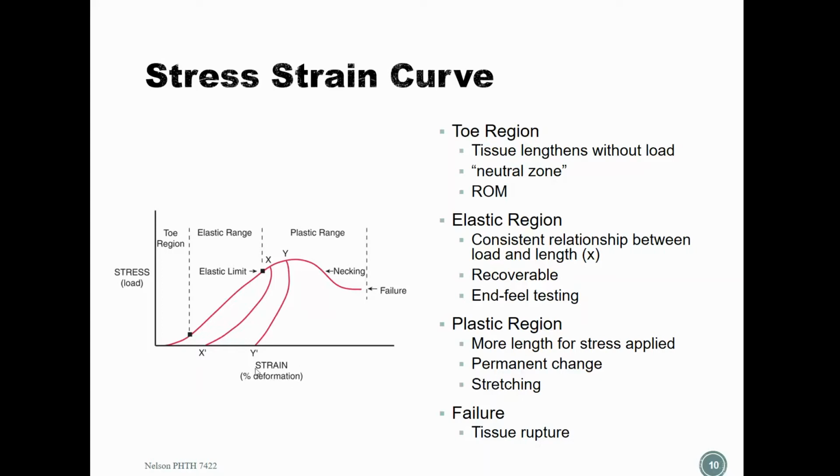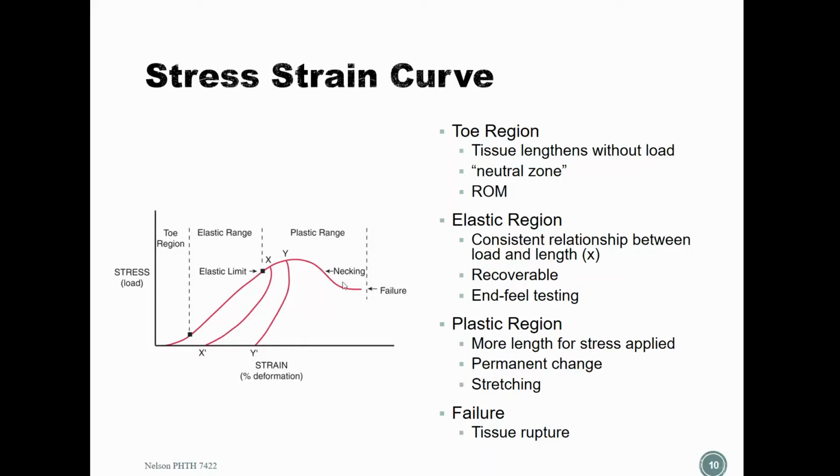I'm getting movement, but I'm not really getting a lot of strain or lengthening. In the elastic region, there's a pretty consistent one-to-one or set relationship between how much stress I apply and how much deformation or strain or length I get. We call that the elastic zone because that's usually recoverable tissue deformation. So this would be doing range of motion, perhaps getting an end feel. We're not changing the length of that tissue, we're just taking it up to the end.